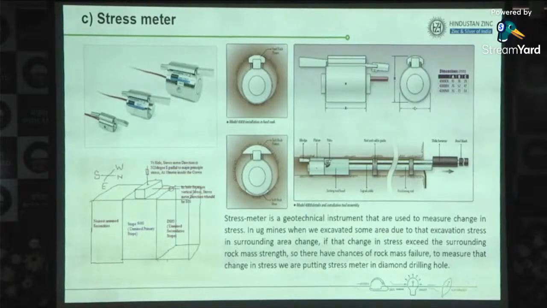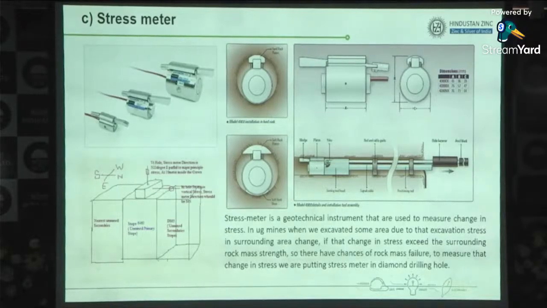Suppose we are doing some modeling and we are expecting some change in stress. To measure whether that change in stress is within the limit or outside the limit, we are going to install this stress cell. If due to excessive stresses the rock hole collapses or deforms, that deformation, with the help of the stress cell, which is made of steel having a different modulus of elasticity from the surrounding rock, will put pressure on it. That change in stress we can get with the help of the stress cell.